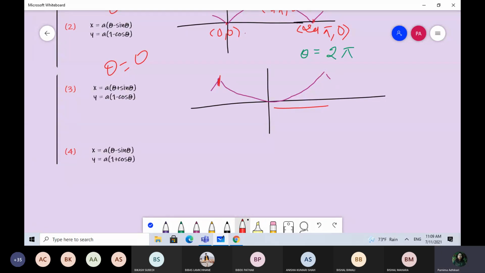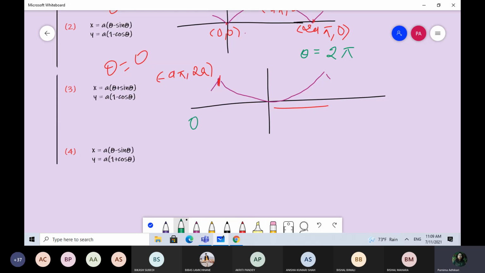X is how much unit? A pi minus a pi. Exactly, minus a pi. And what about y? 2a. Very good, 2a. Okay, can you make a guess of theta?